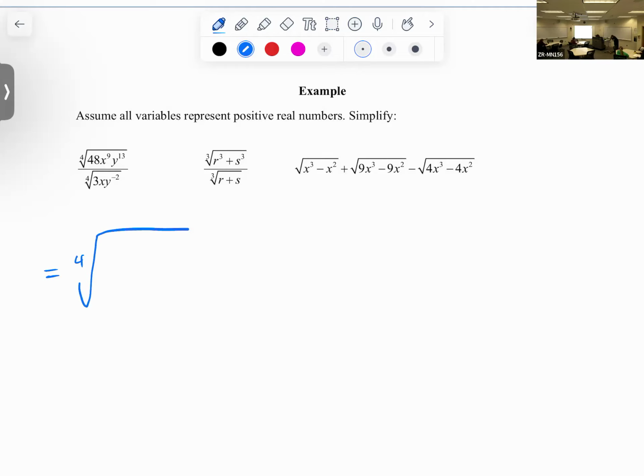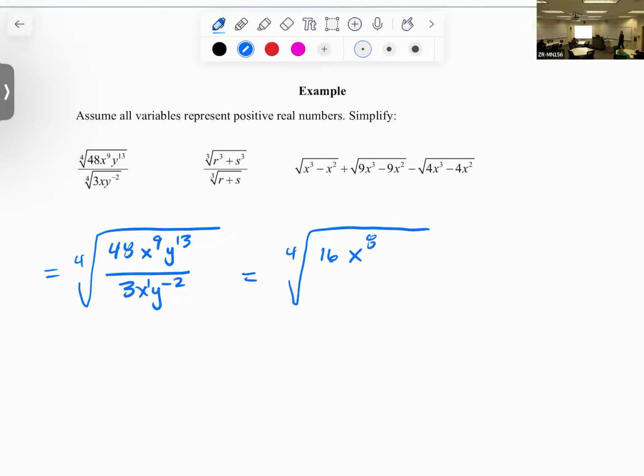So I'm gonna put that under one big radical. Then I can just simplify. Now I'm just doing rules of exponents with stuff underneath the radical. 48 divided by 3. X to the ninth and X. So what power of X is that? It doesn't say. First. It's always the first. Which means X to the eighth in the numerator.